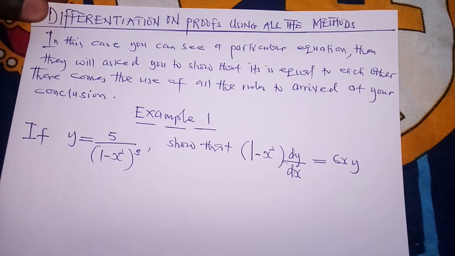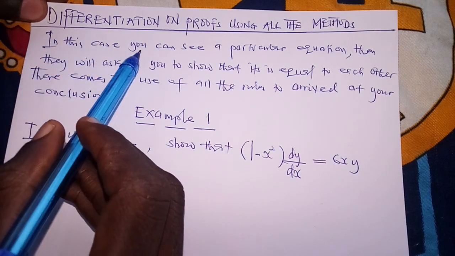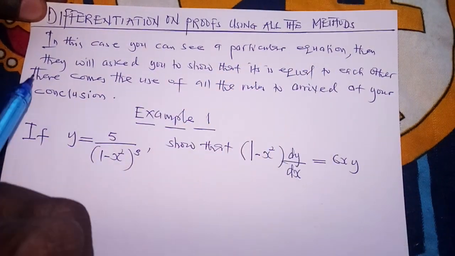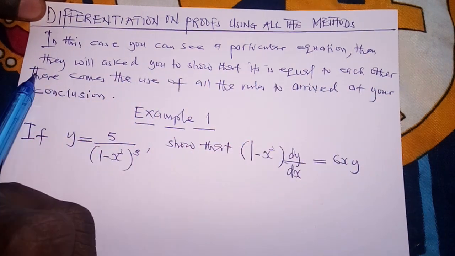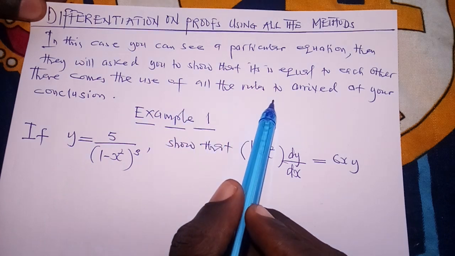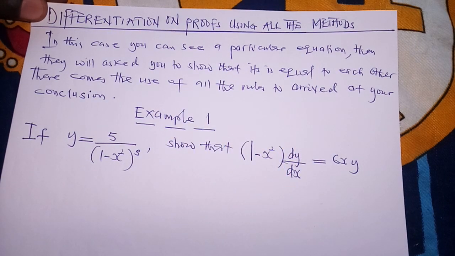We make sure we use them whenever we have to prove any of the equations that we are given. That's why, in this case, you see a particular equation, then they ask you to show that it is equal to something. There comes the use of all the rules to arrive at your conclusion. Okay, let's get on to example 1 and see.